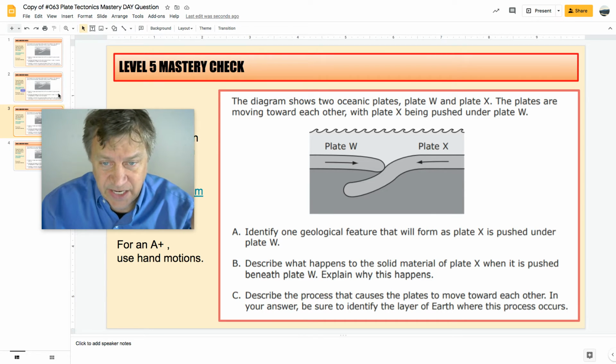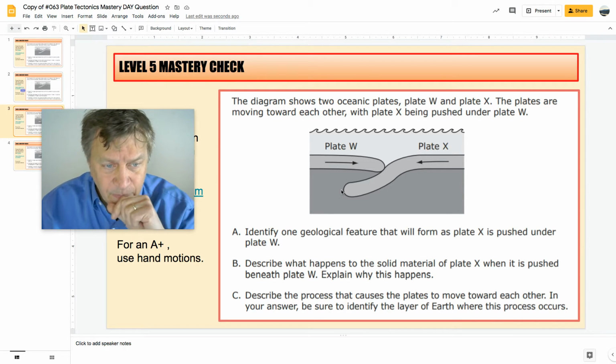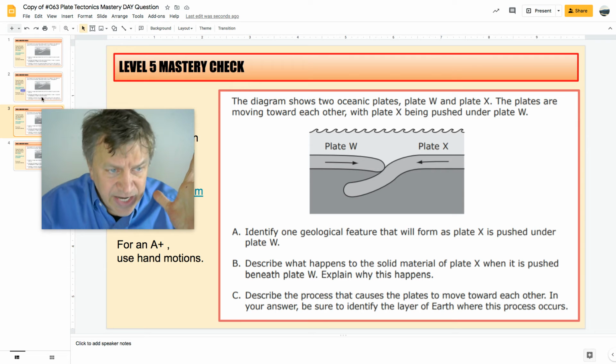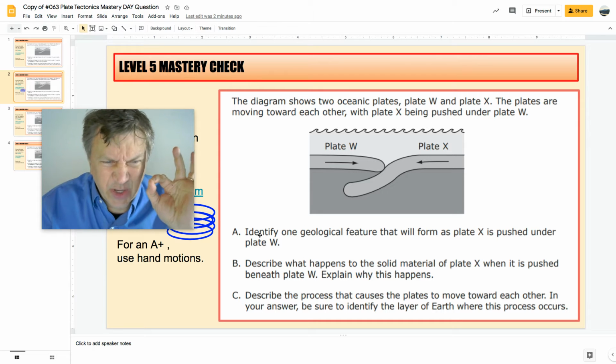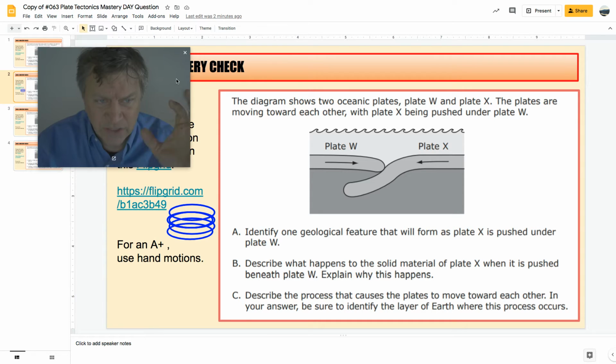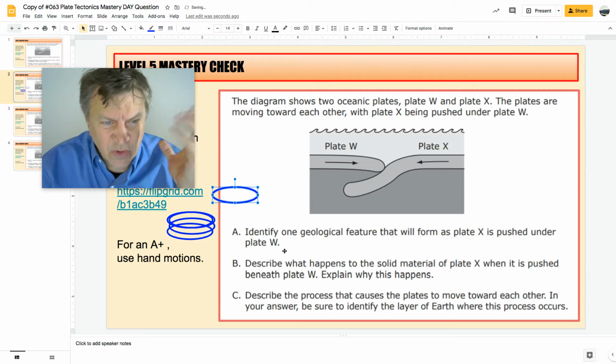So we start by saying the diagram shows two oceanic plates, plate W and plate X. The plates are moving towards each other, so that's what the arrows are for, with plate X being pushed under plate Y. So you read that, and then the next thing you're going to do is try to identify what we call the command words, or the words that are going to tell you how to answer this question. So those are essentially the verbs that are key to what they're asking for.